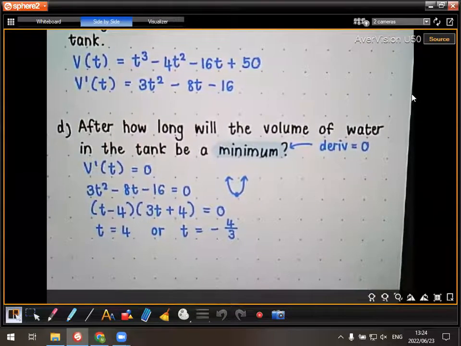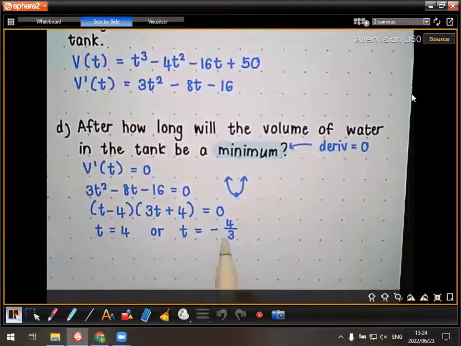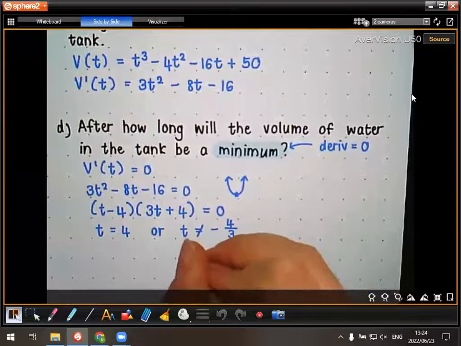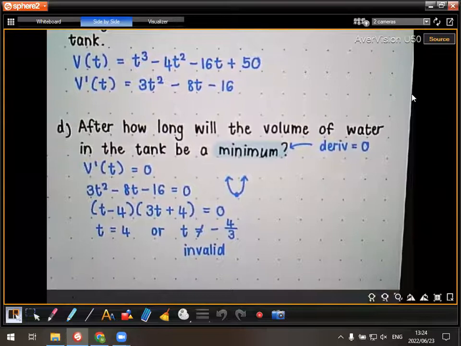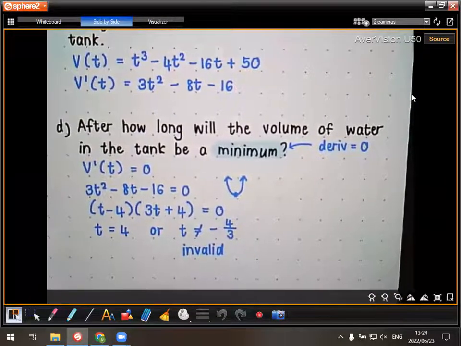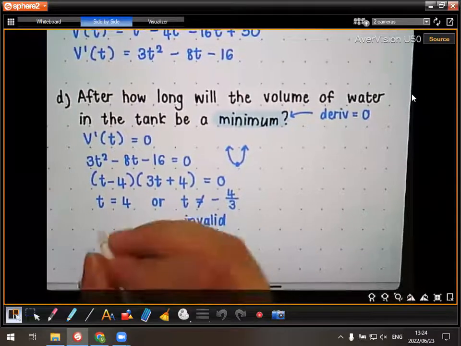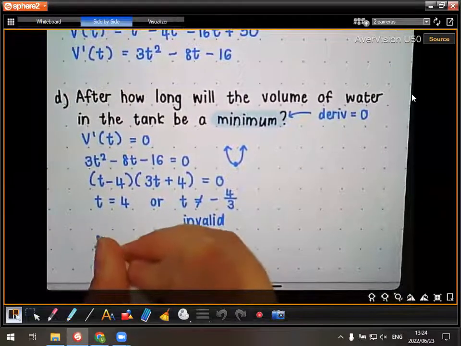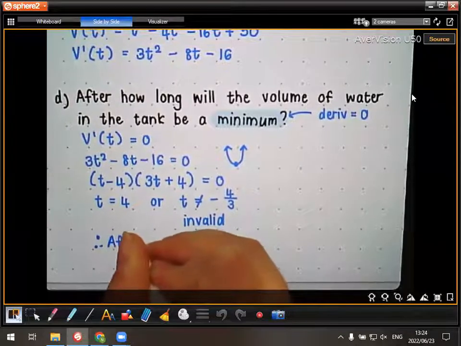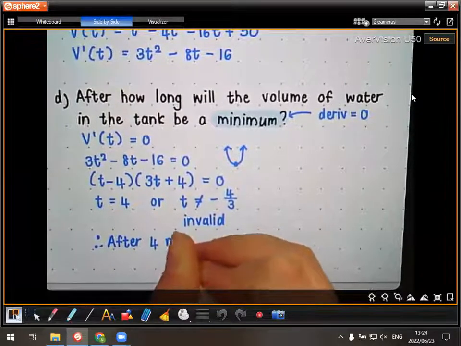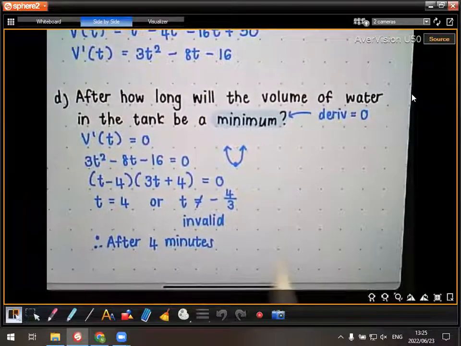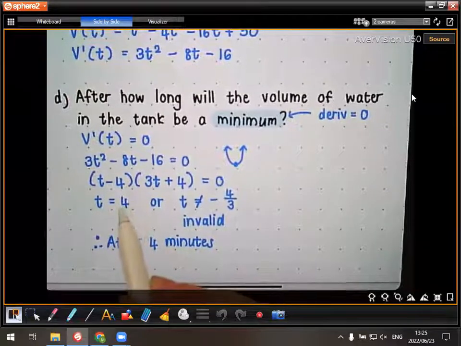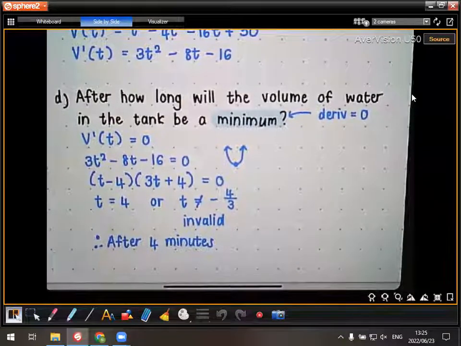Now guys, what does t represent? Minutes. Can we have negative minutes? No. So you still have to write down both solutions, but then you must state that that one is invalid. So t is equal to 4. I'm just going to write a little conclusion phrase here: after 4 minutes, but it's not really necessary. If you don't want to write a conclusion, you just need to say that that is 4 minutes. Make sure that you put the units next to your 4.